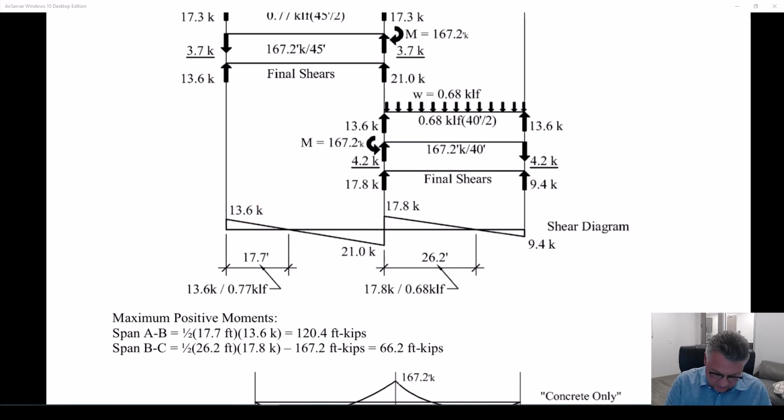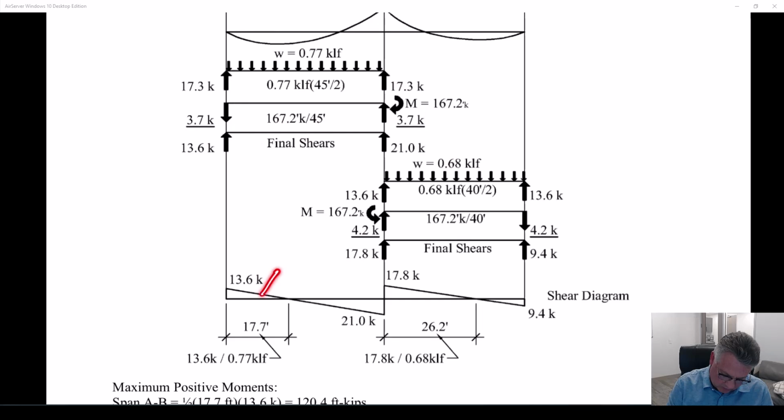So 13.6, the slope of this diagram is the load. It's going down 0.77 kips per foot. Every foot this reduces by 0.77. So that tells me that if I want to know where 0 is, 13.6 divided by the slope of that line, 0.77 kips per foot, tells me where the shear diagram has crossed 0. Calculus tells us that where that shear diagram crosses 0, the moment diagram has a 0 tangent. So we've hit a maxima there.